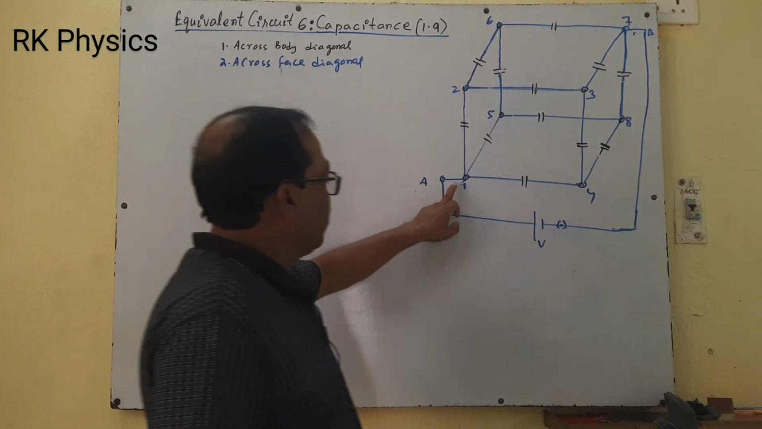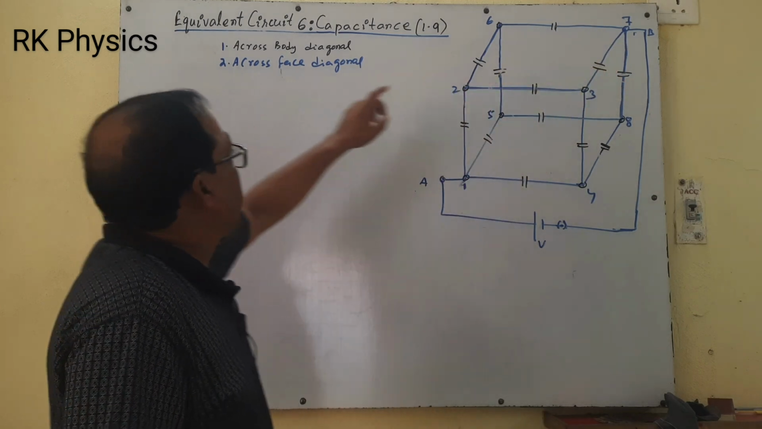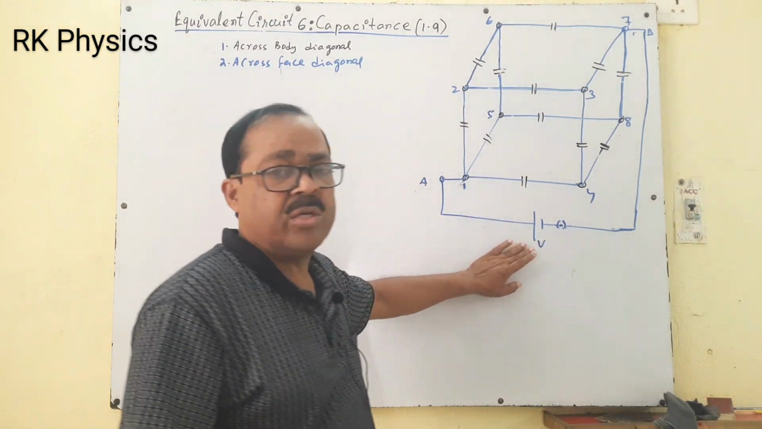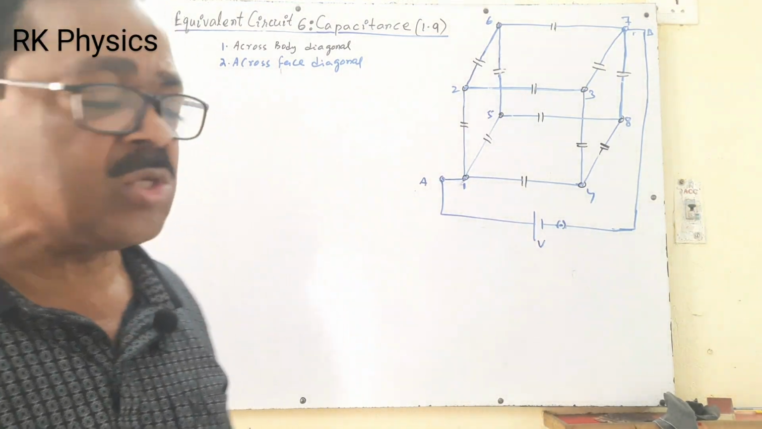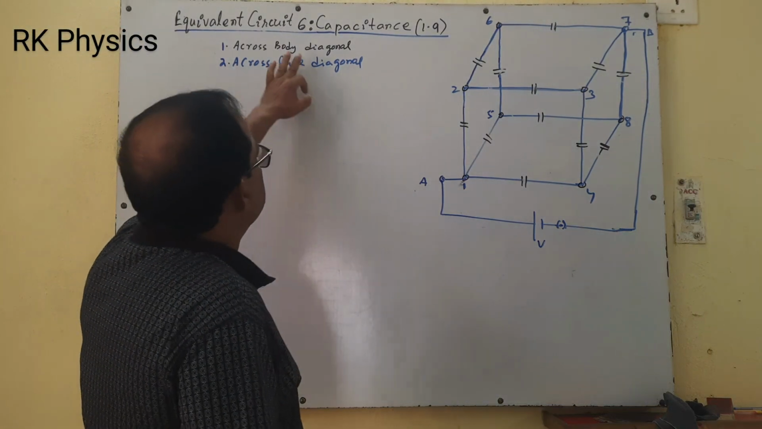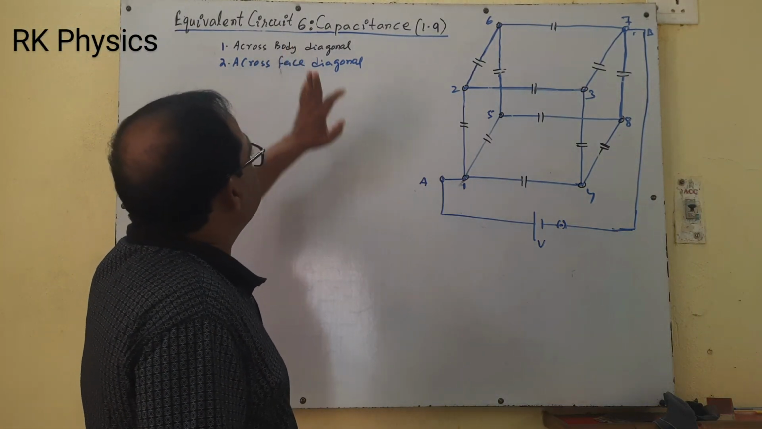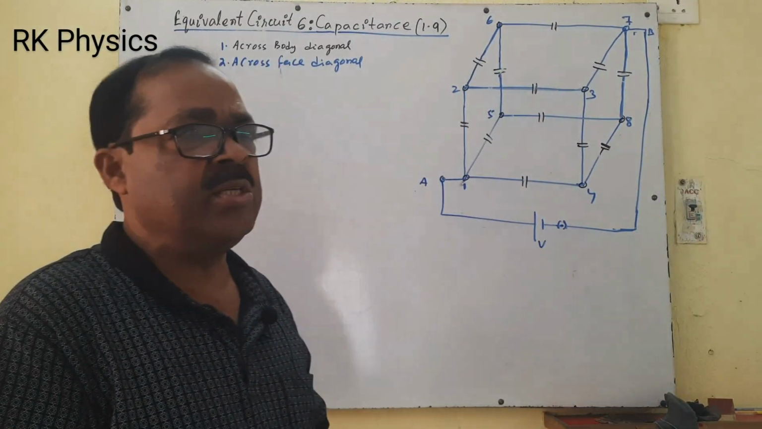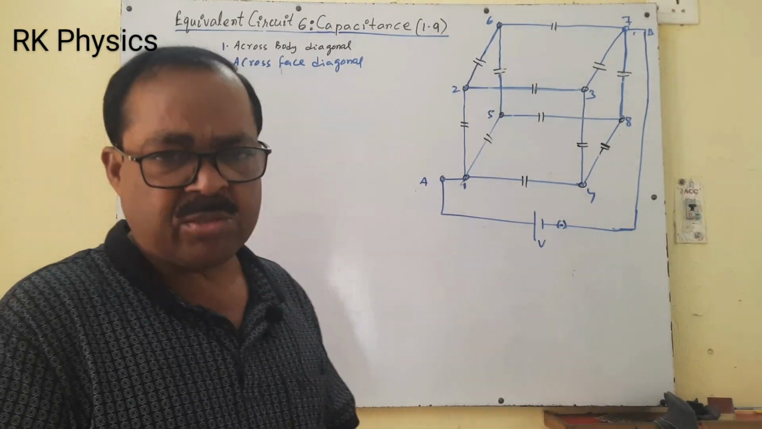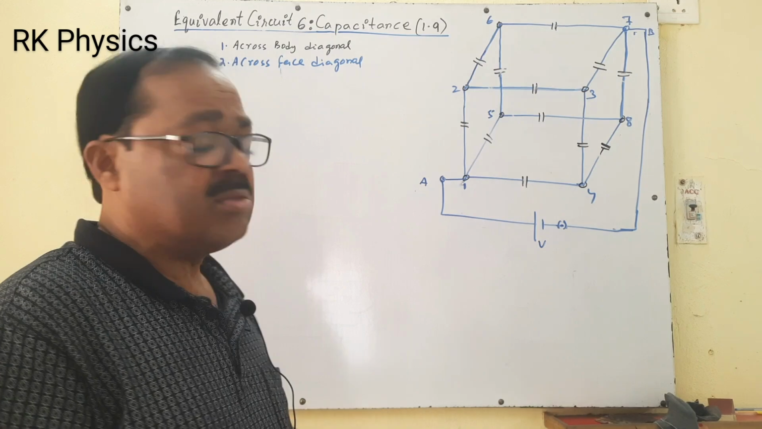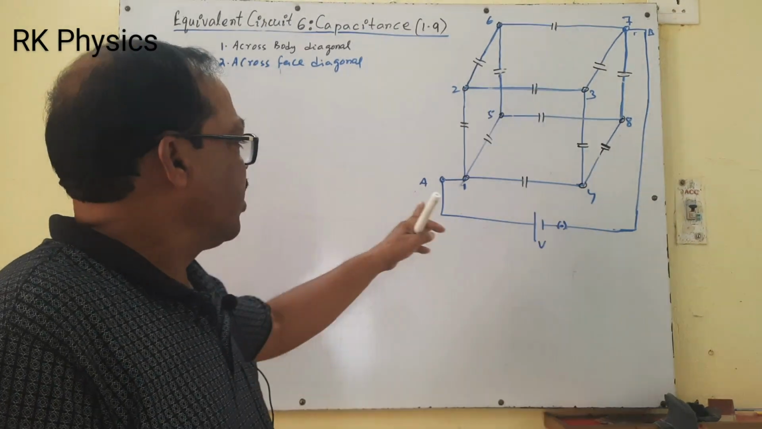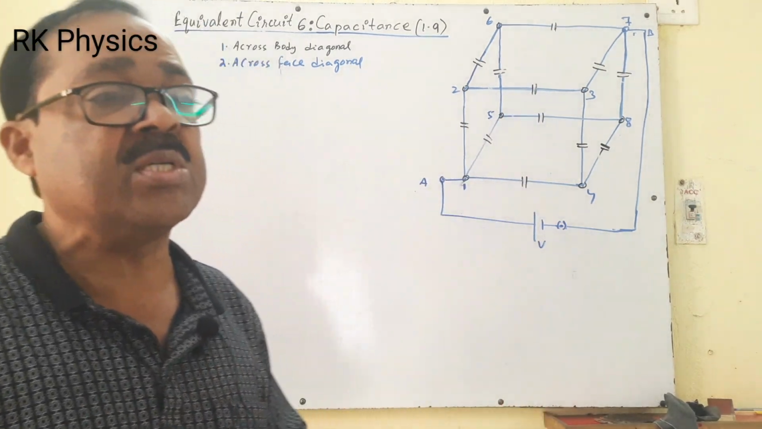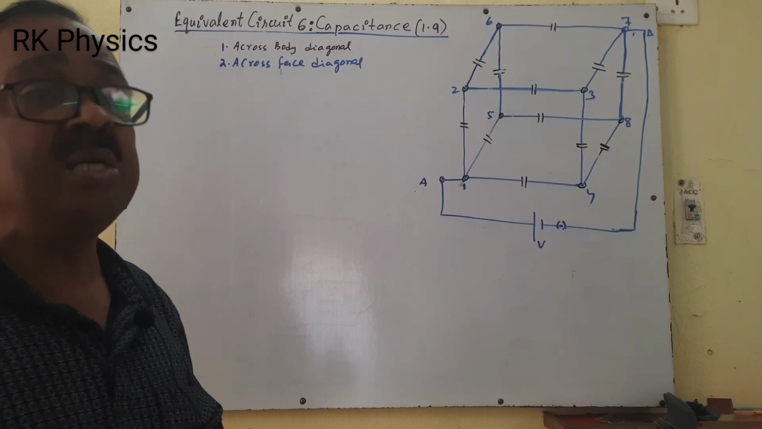If you take 1 as A and 7 as B, find out the capacitance across A and B. That means a cell of potential or EMF V is connected across A and B. Now your duty is to calculate the equivalent capacitance across the body diagonal. In this case it is very easy to solve because the cell is connected across the body diagonal, which means charge is distributed symmetrically between points 1 and 7.